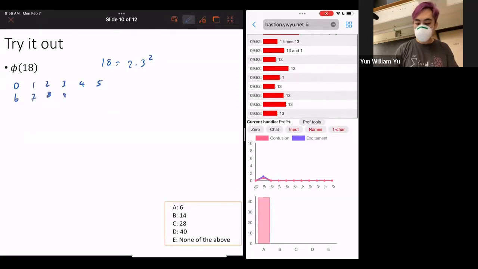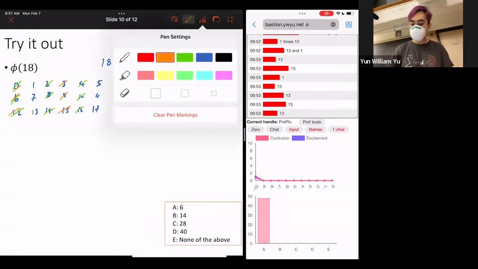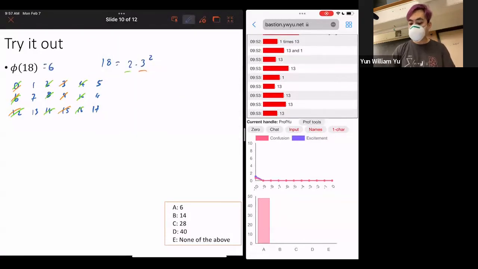6, 7, 8, 9, 10, 11, 12, 13, 14, 15, 16, 17. Well, when you have the 2, you're going to rule out 0, 2, 4, 6, 8, 10, 12, 14, 16. And from the 3, you're going to rule out 3, 6, 9, 12, 15. And so you're left with 6 numbers, and this is actually equal to 6. Another way of showing it is that 18 times 1 minus 1/2 times 1 minus 1/3 is going to be equal to 6 as well. So those are the 2 different ways we can do this.